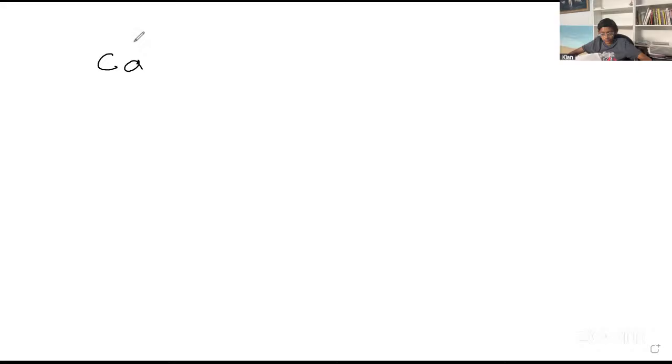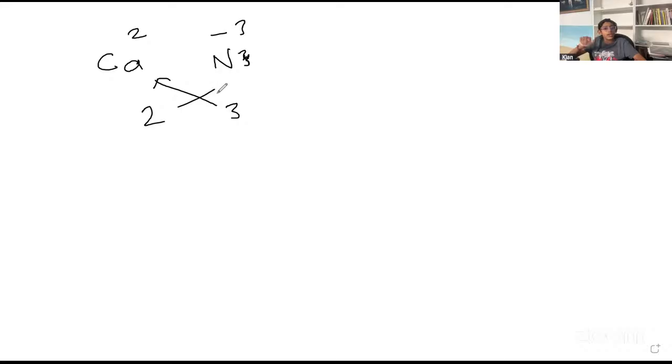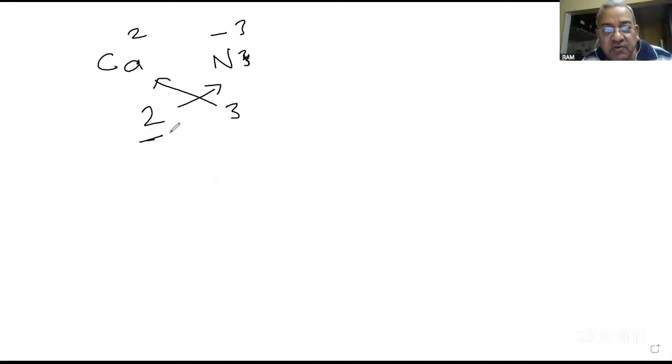Now next comes calcium nitrate. Calcium is having +2 and nitrate, nitrogen, is having -3. So how will it become here? It will become Ca3N2. Now you can see the whiteboard. Are you able to see the whiteboard? Here it will be cross multiplication. Okay?